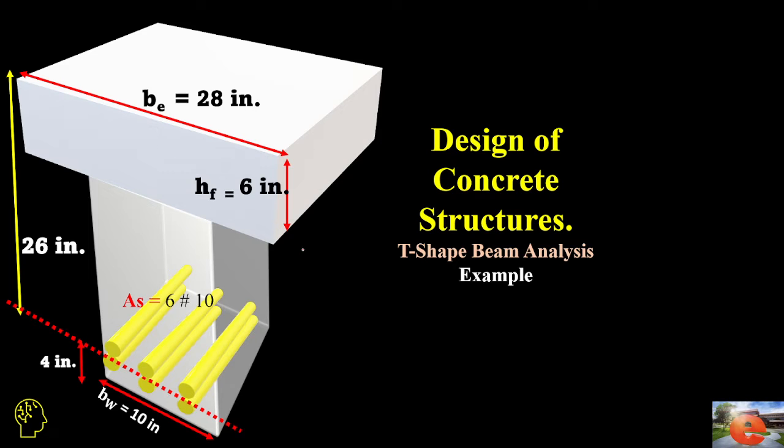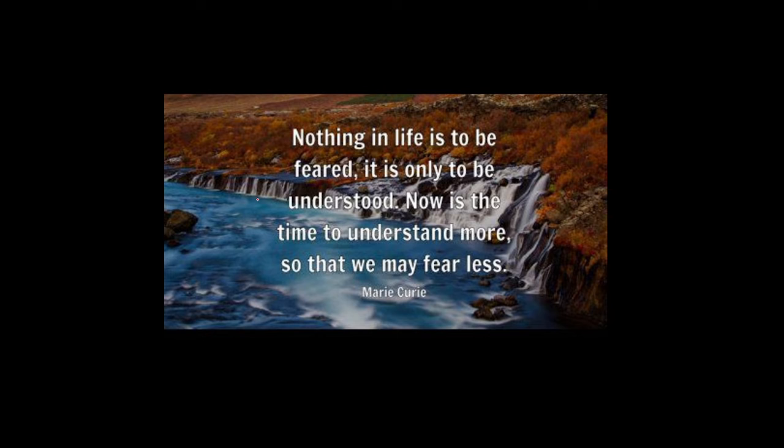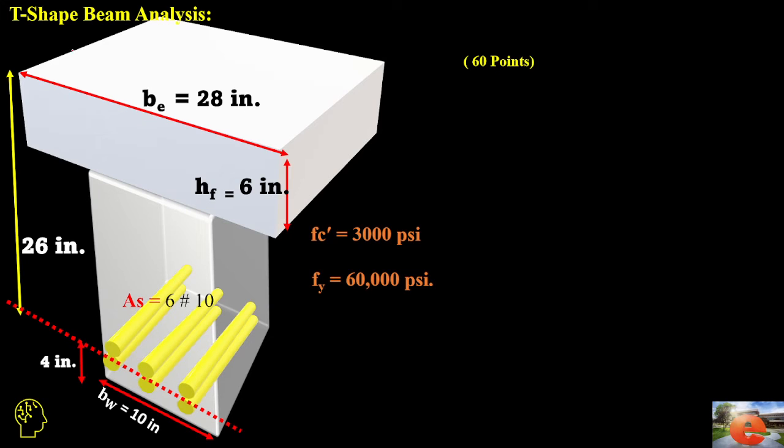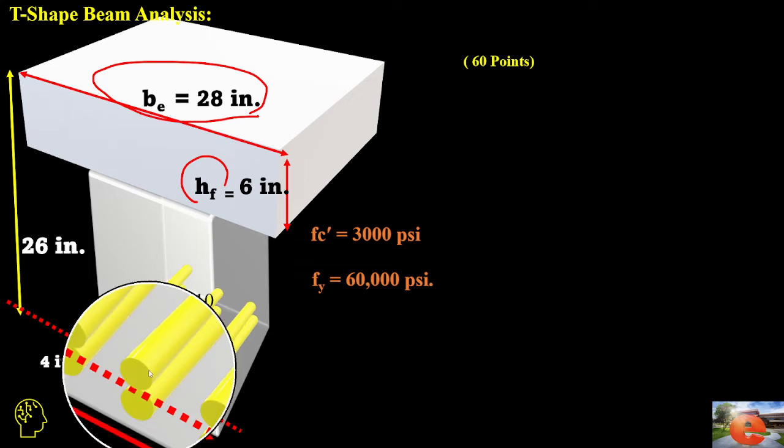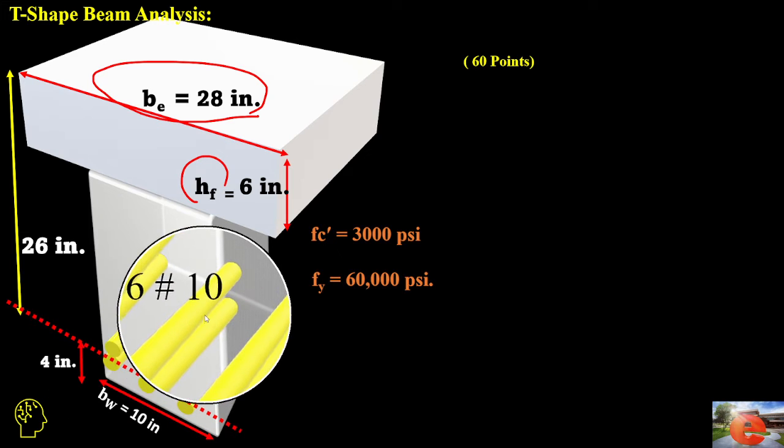Design of concrete structures. Let's solve another example in T-shaped beam analysis. In this example, we have a T-shaped section with an effective width of flange of 28 inches, a height of flange of 6 inches, and 6 tensile rebars, each number 10.